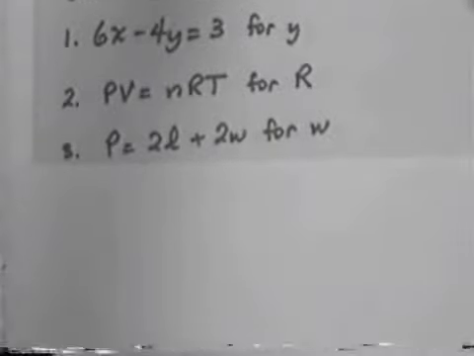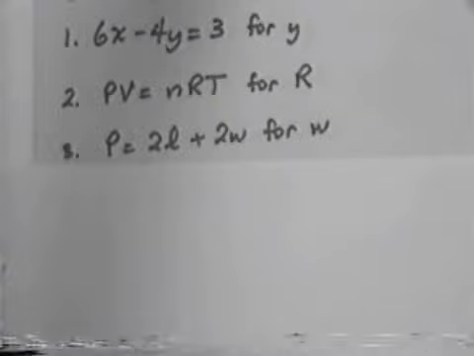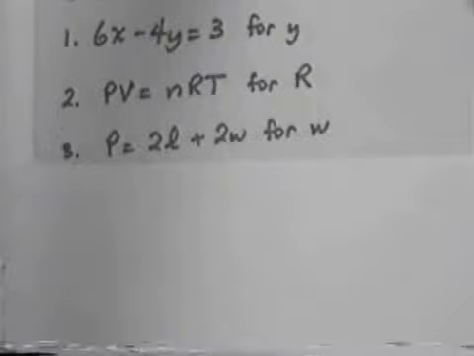Exercise 3, P is equal to 2L plus 2W for W. P is equal to 2L plus 2W for W. You may recognize this one as the perimeter of a rectangle.